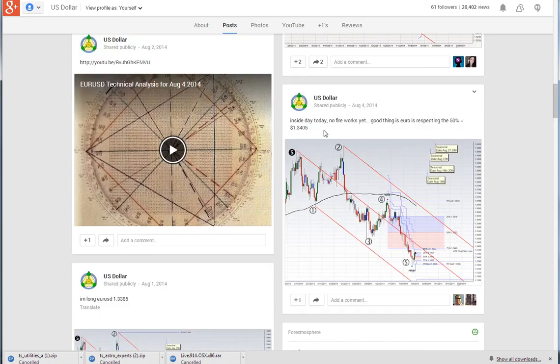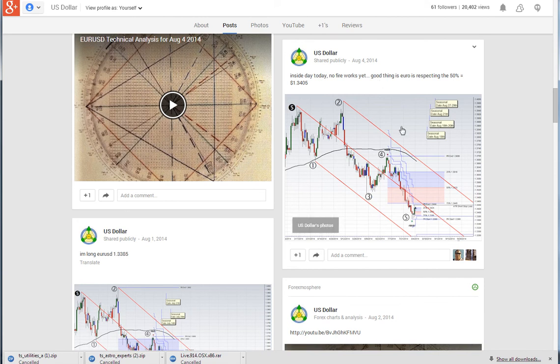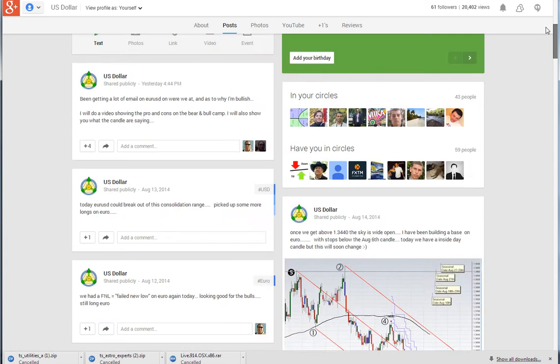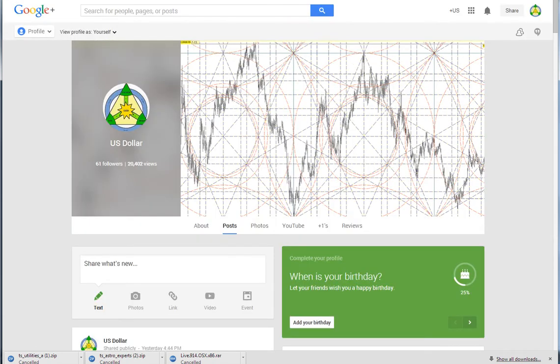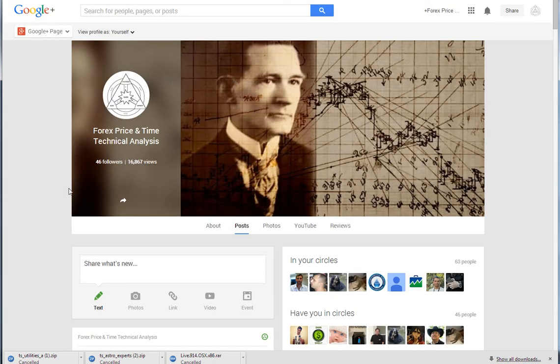But then the minor thoughts here and there on daily action, on what I'm seeing developing and what levels you should keep an eye on, I put them on this page, which is US dollar. This one I have is called Forex Price and Time. This is the mentor. This is the one I've learned a lot from.